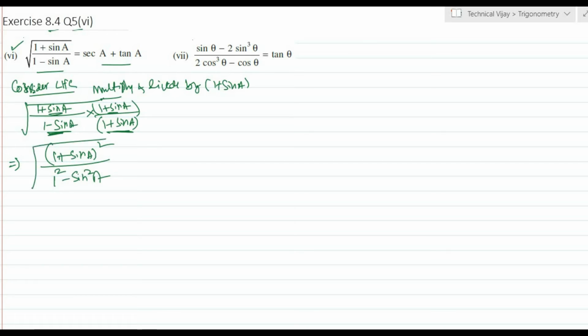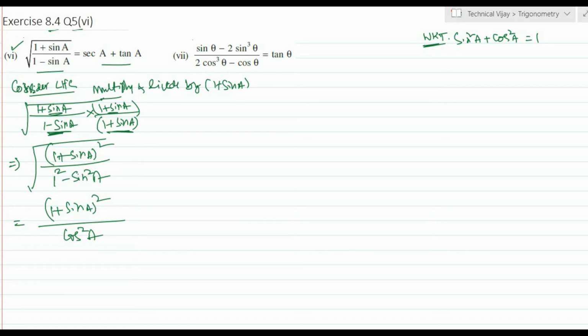This is under root. So 1 plus sin A whole square divided by 1 minus sin square A, which equals cos square A, because we know that sin square A plus cos square A is equal to 1 from the identities.